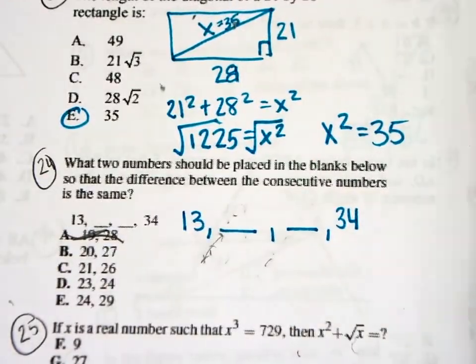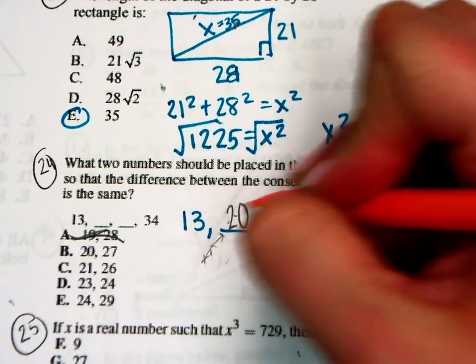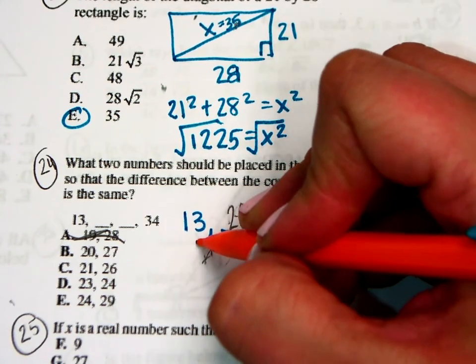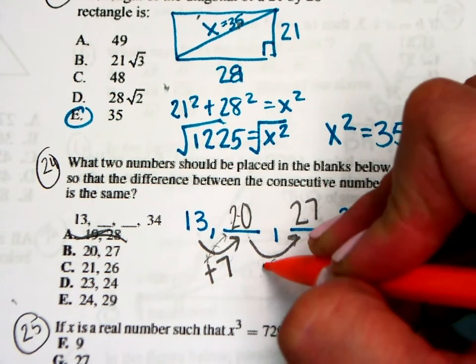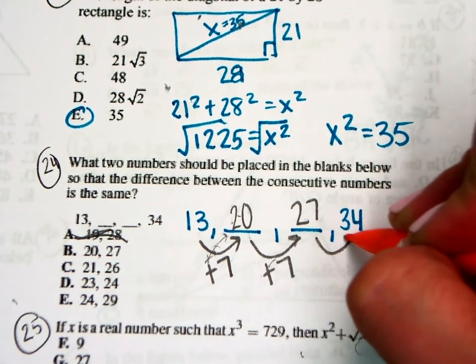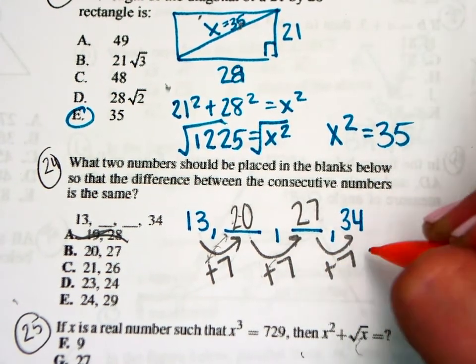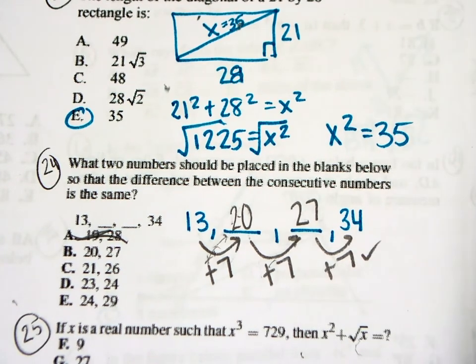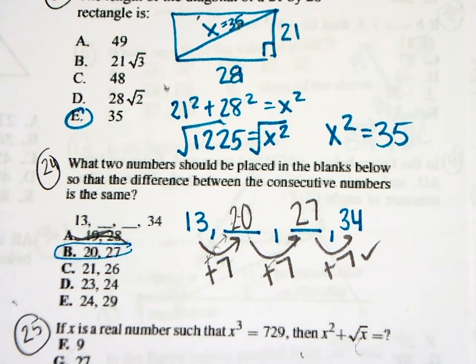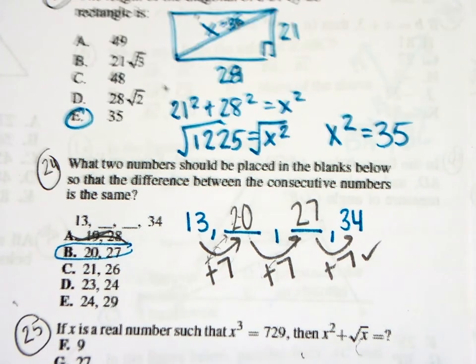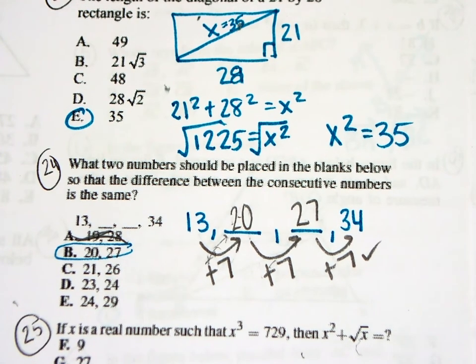Okay, 20 and 27. Well, to get from 13 to 20, I add 7. To get from 20 to 27, I add 7. And to get from 27 to 34, I also add 7. So these are all the same going through, so the correct answer is B. The difference between them is 7, so that's the correct answer.